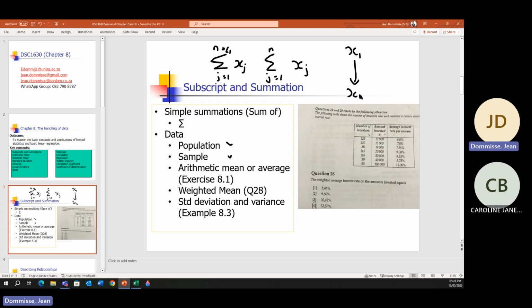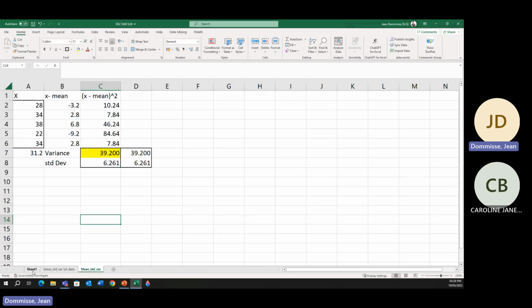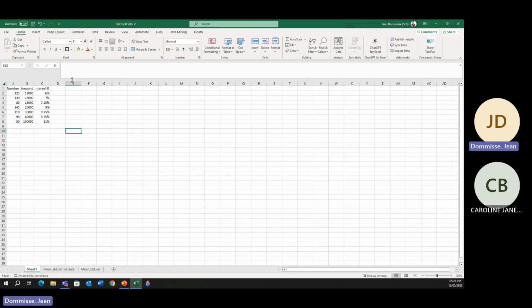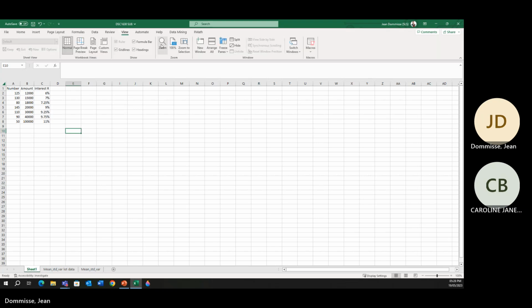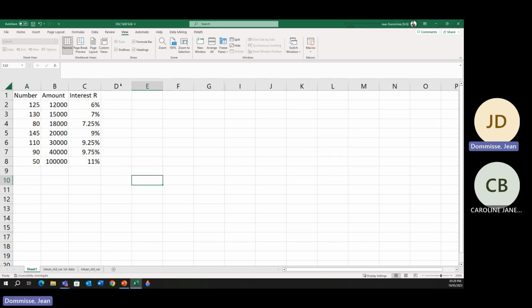Okay, so and this is what is tricky about this one. They give you the three columns, but they ask you a weighted average interest rate on the amounts invested. Okay, so the amount invested. So what you will do is, so what you need to do is you need to nearly work out a weighted average.